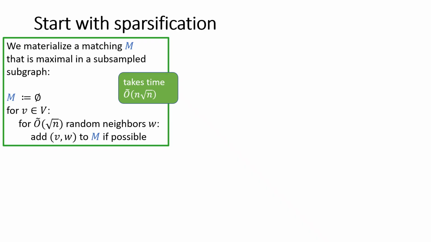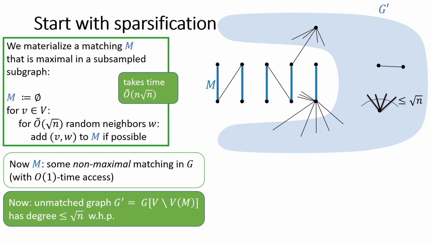So what does this give? It gives some matching. It's not maximal in the whole graph. We cannot hope for this. There will be some unmatched vertices that could have been matched. But what is nice is that in this unmatched graph, the blue one, which we call G prime, with high probability the internal degrees there are at most square root n. Intuitively, it works out: if you had more of these edges, then something should have been sampled, right?